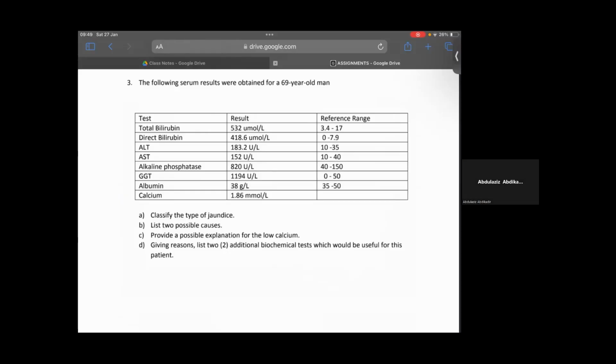So you see the indirect is unconjugated, mainly from hemolysis, and the direct is a mark of conjugated. That's correct. This is obstruction. That is perfect. So the two possible causes of this type of jaundice, remember it is a marker of obstruction. And I told you about the CA 19-9. Yeah? So possible causes of obstruction.